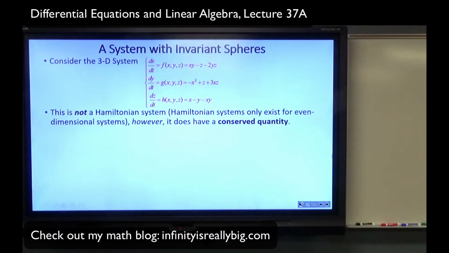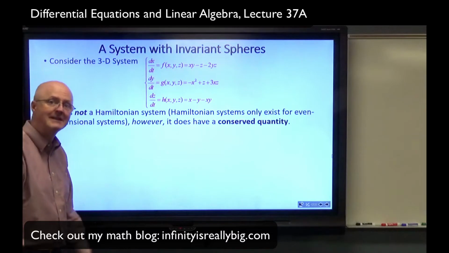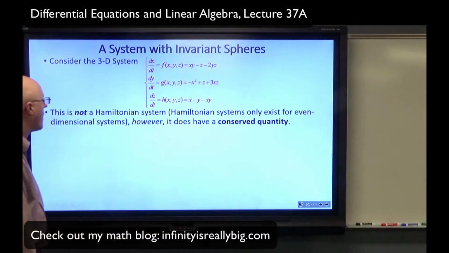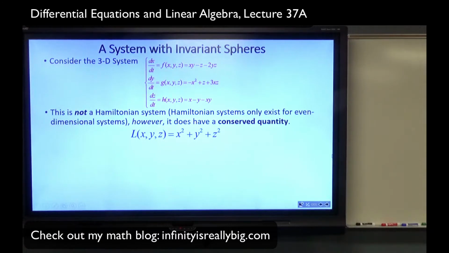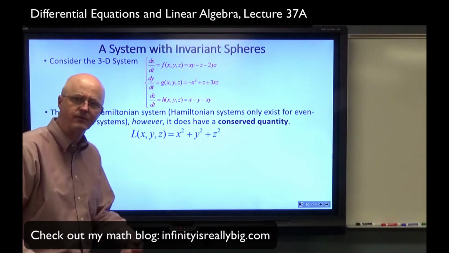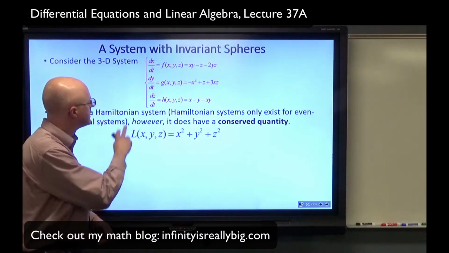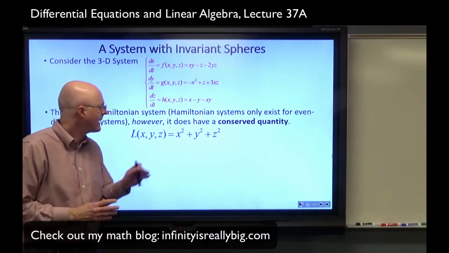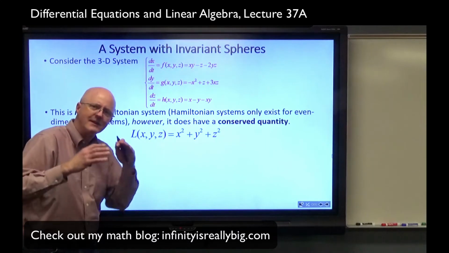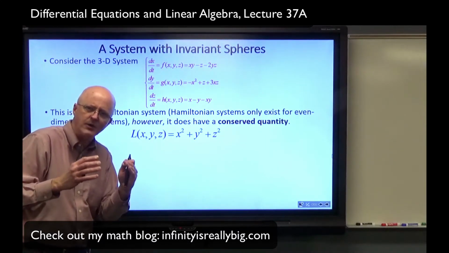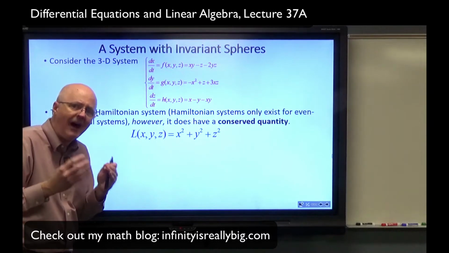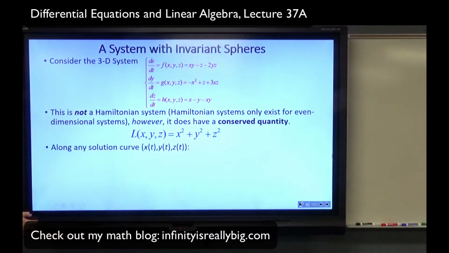This system is not a Hamiltonian system. It doesn't have the form of a Hamiltonian system. However, it does have a conserved quantity. This function, x squared plus y squared plus z squared, is conserved. What does that mean? Along solutions to this system, this quantity stays constant. In other words, since where this function is constant consists of spheres centered at the origin, look at its formula here, that means solutions have to stay on spheres centered at the origin.